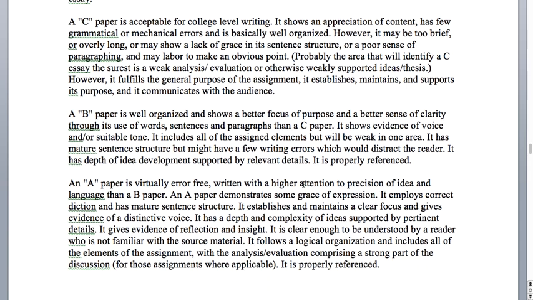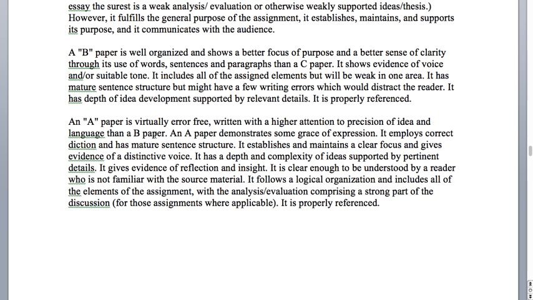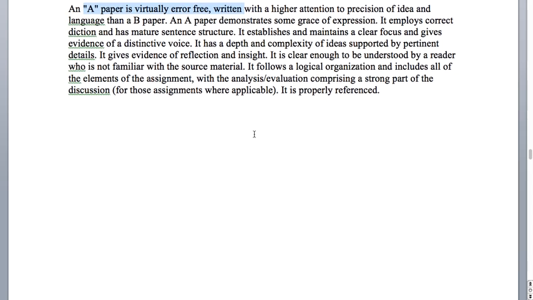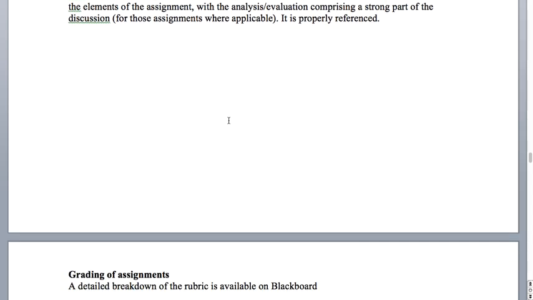If we go all the way up to an A, it's virtually error-free, so it's high standards, higher attention to the precision of idea and language than a B paper. It demonstrates some grace of expression, employs correct diction, and has mature sentence structure. So there's a lot of good things in an A paper, but please recognize that an A paper is not necessarily perfect, but it's rare. I hate to say rare because I do give A's. I'm not one of those people that doesn't give A's. Whether or not it's perfect, that's another question. So I will never say the word perfect.